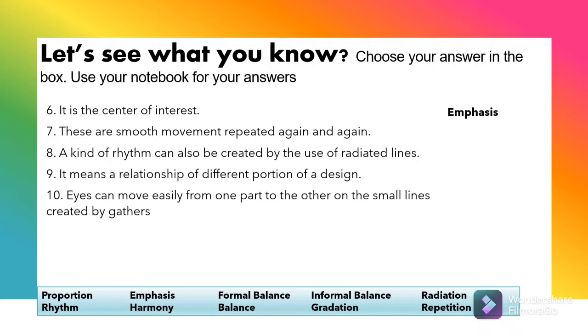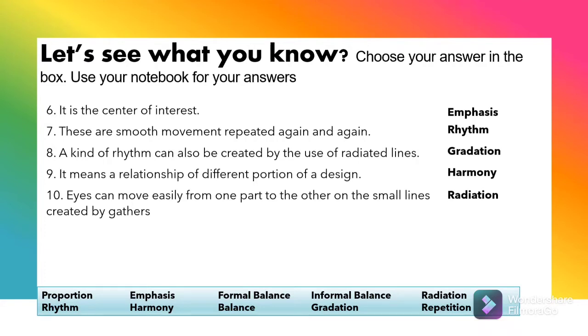These are smooth movements repeated again and again, that's rhythm. A kind of rhythm can also be created by the use of radiated lines, gradation. It means a relationship in different portions of a design, harmony. And eyes can move easily from one part to the other on the small lines created by garments, that is radiation. Did you get it all correct this time? If yes, congratulations. If not, don't worry, because this will be our lesson for this week.